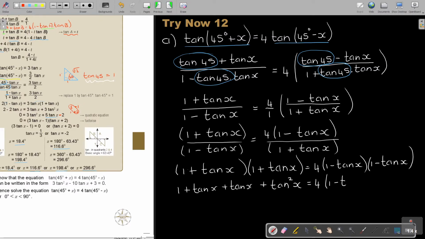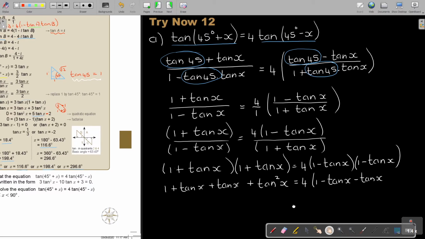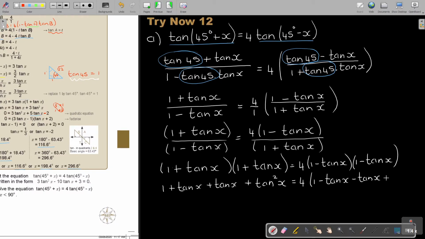So 1 minus tan x minus tan x. Okay, let's just go for that final. Plus tan squared. Remember, a negative times a negative, so it's going to be plus tan squared. So this is going to add up to 1 plus 2 tan x plus tan squared x. And this is going to be 4.